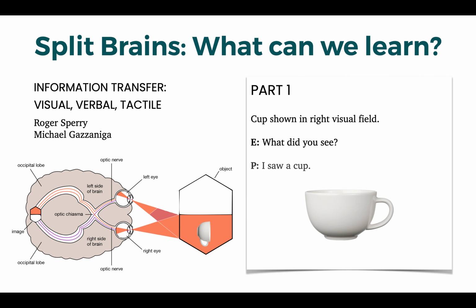So let's do part 3. Spoon again. The experimenter says, "What did you see?" The patient says, "I don't know." Then the experimenter gives the patient a bag, just a paper bag, full of different objects, and one of those objects is a spoon. The experimenter says, "Okay, find the object that you saw."